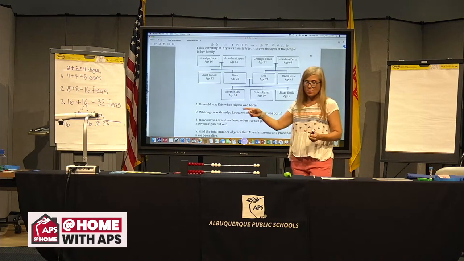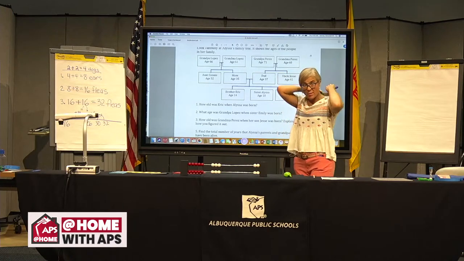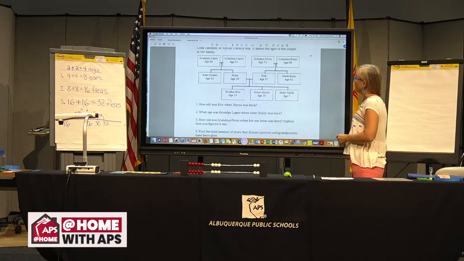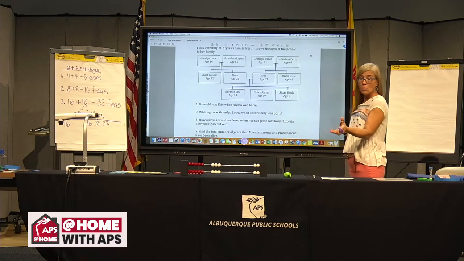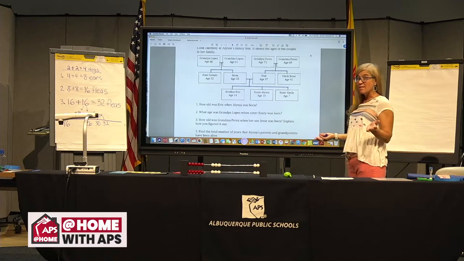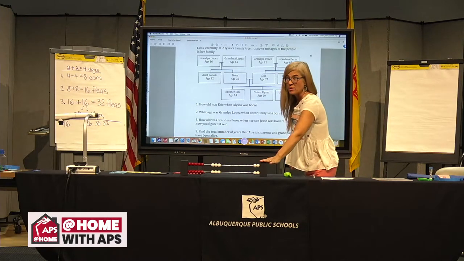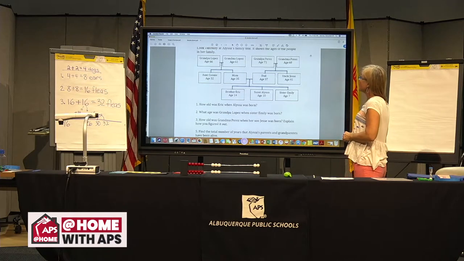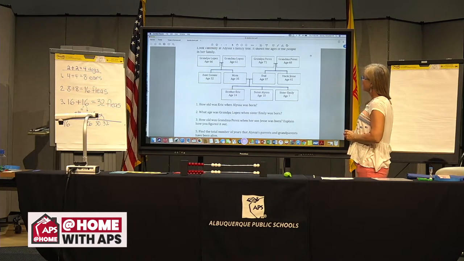So since we started talking about a number line, and we've talked about that before, we're going to look at if we can use a number line, or we could use the bead rack if it's a better tool, depending on the size of the numbers, right? We can do smaller numbers on here, but we need to use a number line to do larger numbers. So look carefully at Alyssa's family tree.